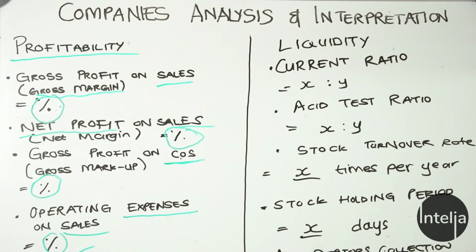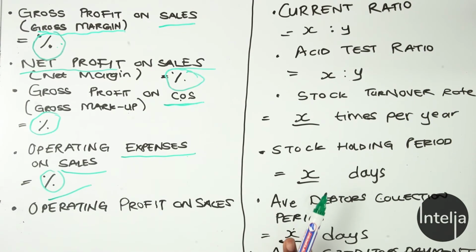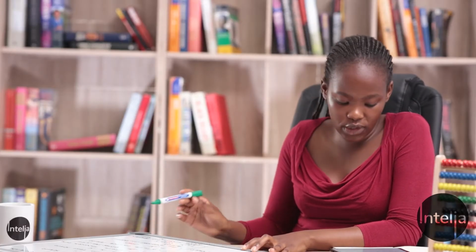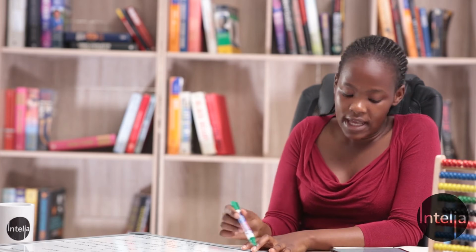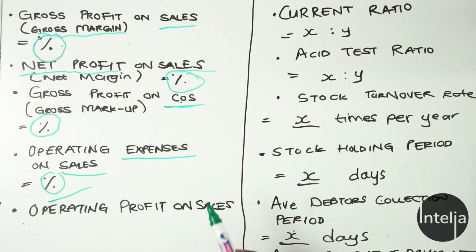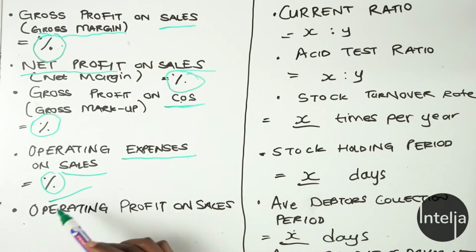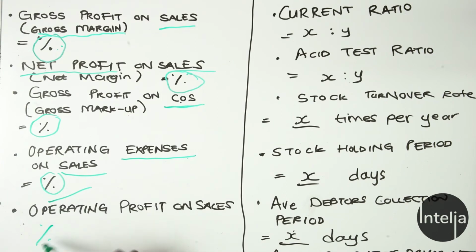Then when we look into operating profit on sales, we are looking into what I was saying before, that it indicates how much of the sale price ends up as profit. So it is also a percentage, and it is favorable when the profit is increasing and is at least consistent.